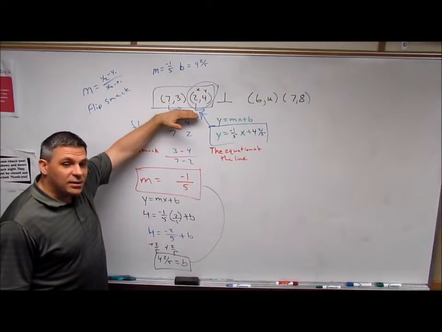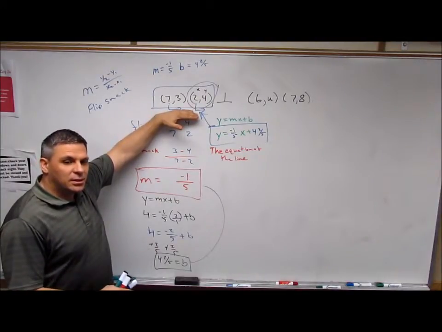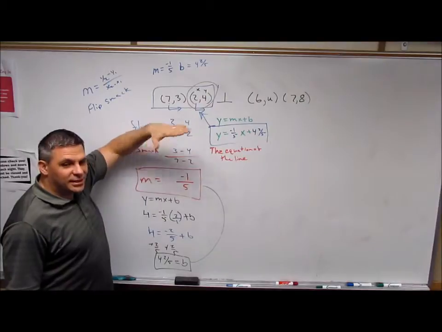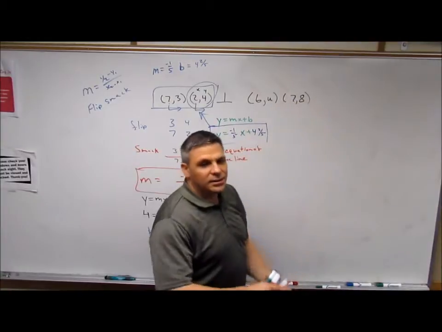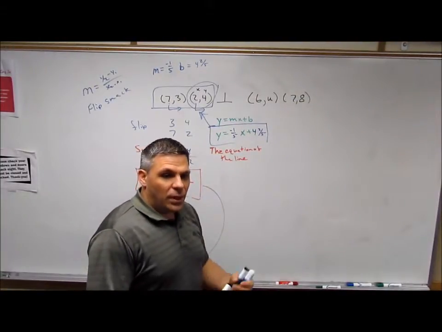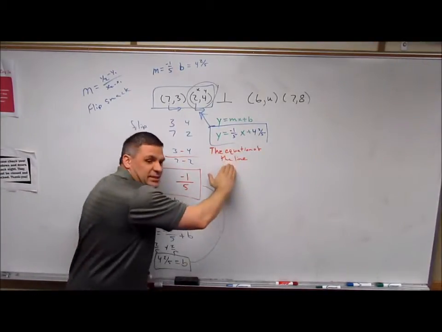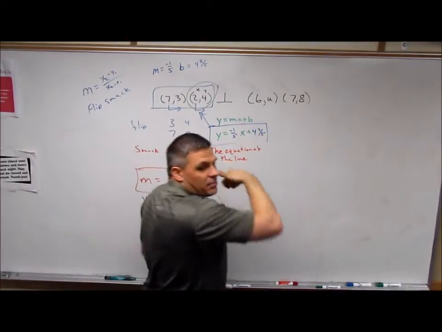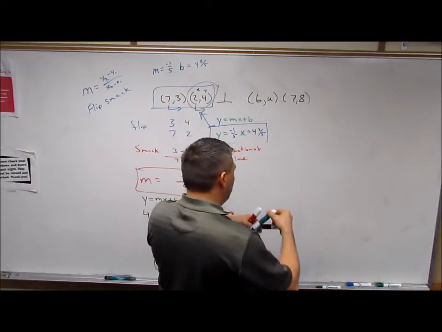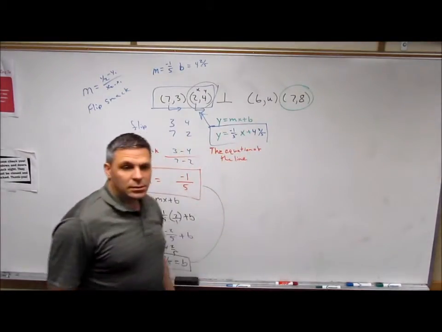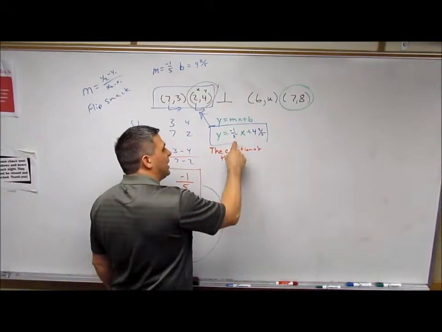Find me the equation of a line that's perpendicular to this line, but it goes through this point. So what do you got to do there? Same thing we're doing here. I'm going to find the equation of this line. That's my first step. My next step is take the point they gave me. Take the equation of this line.